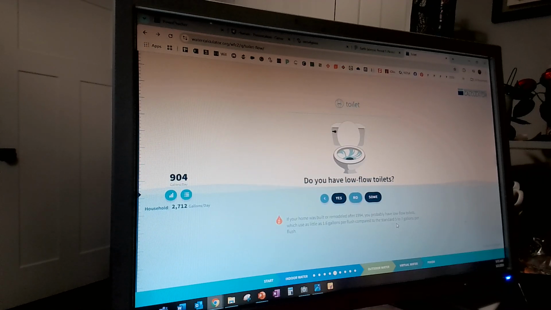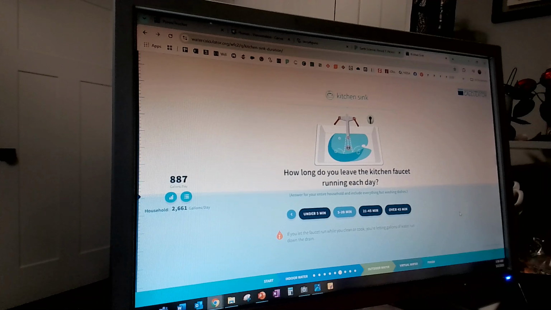So, low flow toilets. Again, if your house was built or remodeled after 1994, you probably have a low flow toilet. If your toilet is not a different color, because I feel like after 94 we didn't do the pink or the yellow or the blue toilets anymore. So if your toilet is a color, then no, you don't have a low flow toilet. If your house was built after 1994, you have a low flow. So for the most part, we all probably have low flow toilets. So do you have one?